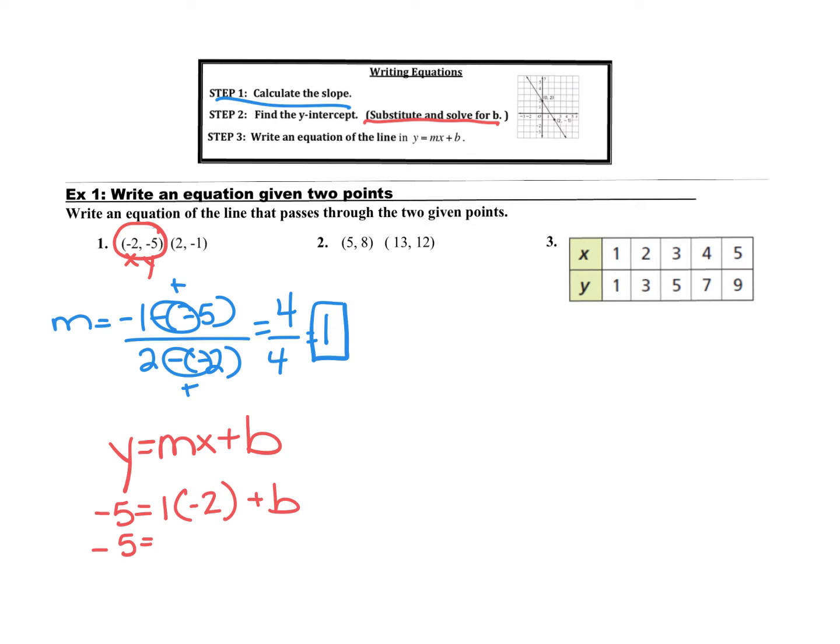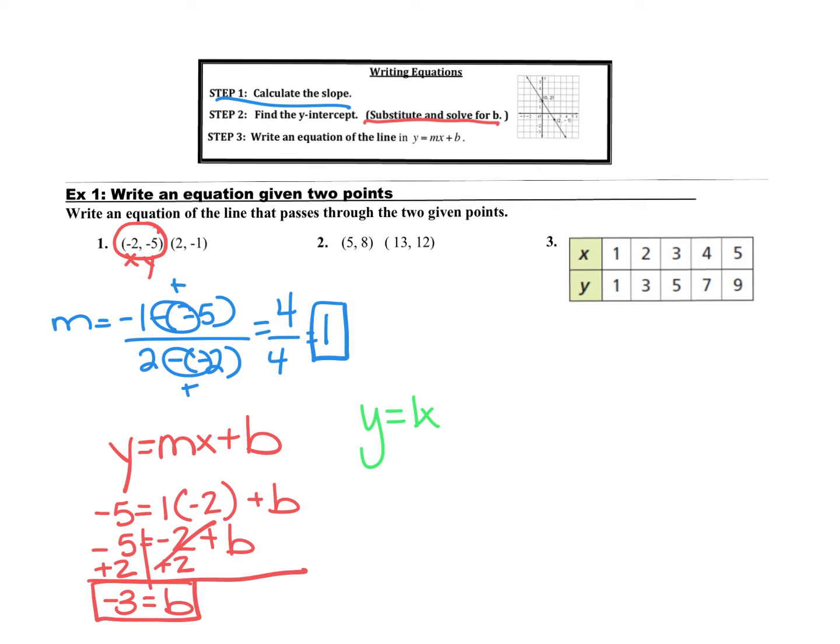So I have -5 is equal to -2 plus b. And now we're just solving this one-step equation. -5 plus 2 is -3. And so now what I know is that my y-intercept is -3. All right, so now I've got the slope and I've got the y-intercept. So now let's go ahead and write this equation in slope-intercept form. So I've got y is equal to, well, my slope is 1, and I'm just plugging it right back into this equation right here, y is equal to mx plus b. And I know that my y-intercept is -3. And so there's my equation.